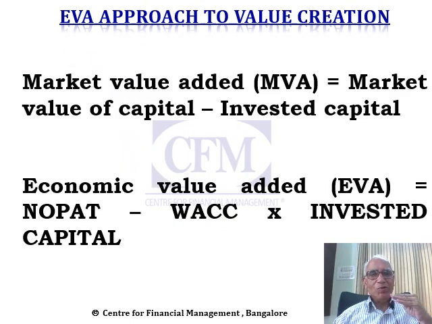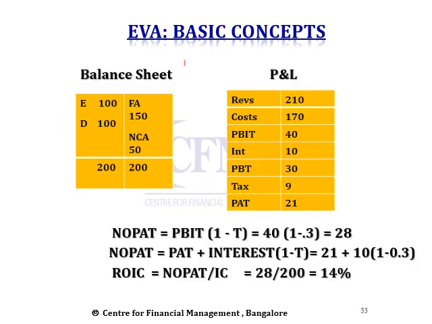The two most important metrics in the EVA approach to value creation are market value added and economic value added. Market value added is defined as market value of equity and debt minus book value of equity and debt. Economic value added is defined as net operating profit after tax minus weighted average cost of capital multiplied by invested capital.